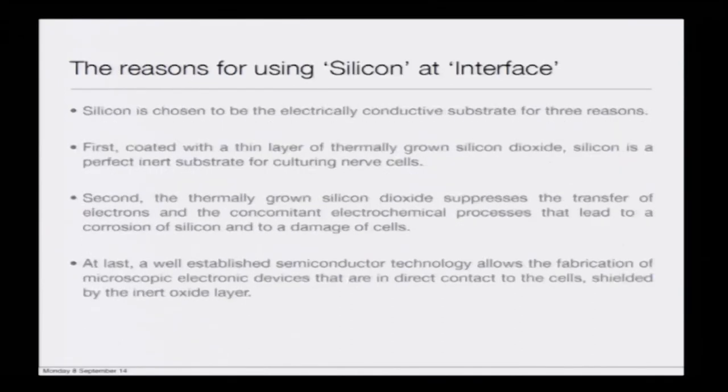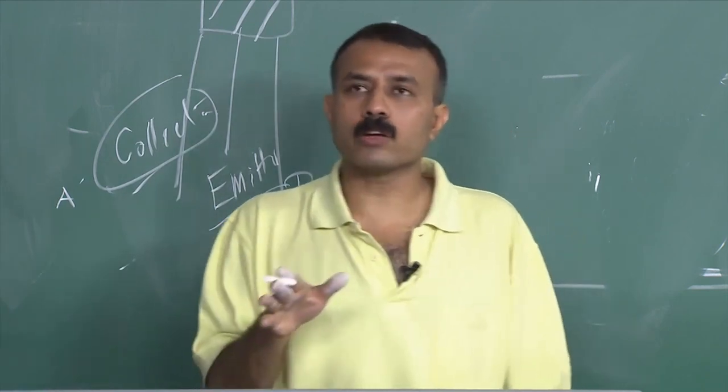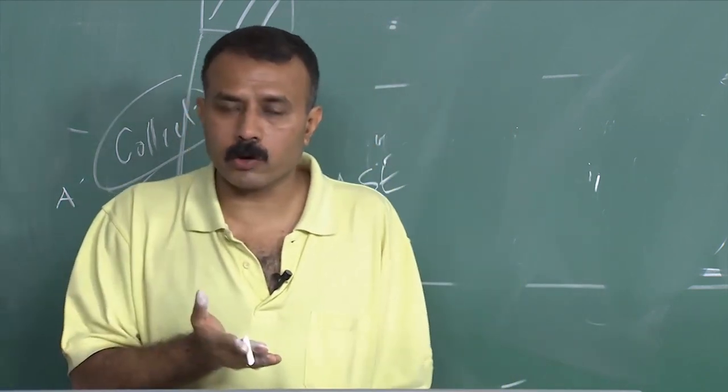Okay. Now, coming to the reason for silicon at the interface, this is just a little off and then I will come back. Silicon is chosen as the electrically conductive substrate for three reasons. First, coated with a thin layer of thermally grown silicon dioxide, silicon is a perfect inert substrate for culturing nerve cells. This is one of the reasons why we are using it, because you need a substrate where the neurons can grow. You need a substrate which could be modified with different kinds of proteins so that it supports the growth of the neurons.